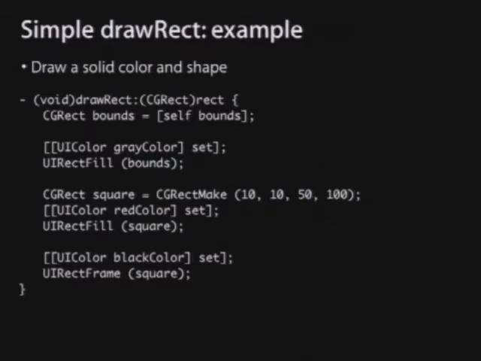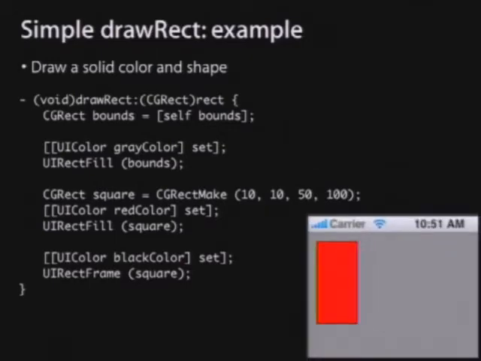Then I want to draw a square within my bounds. So I'm going to create a CGRect, offset by 10 and 10, with a width and height of 50 and 100. And we set the color for the context. And then we say UIRectFill, and we fill a square. And then finally, we say black color set, and we draw the square.